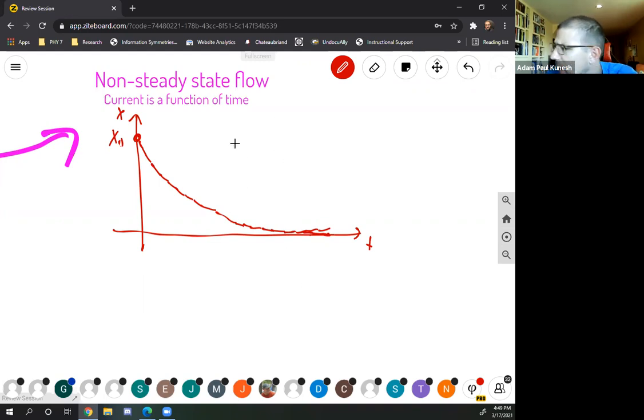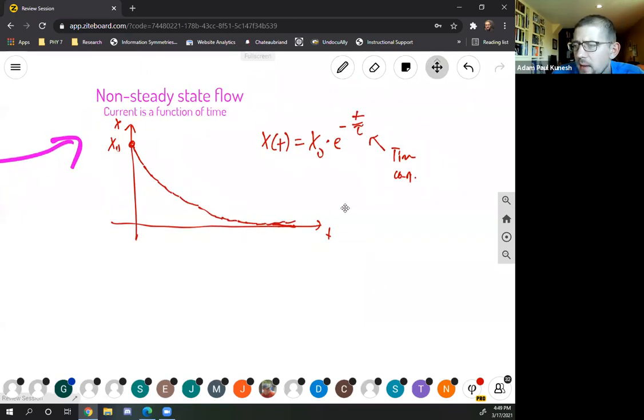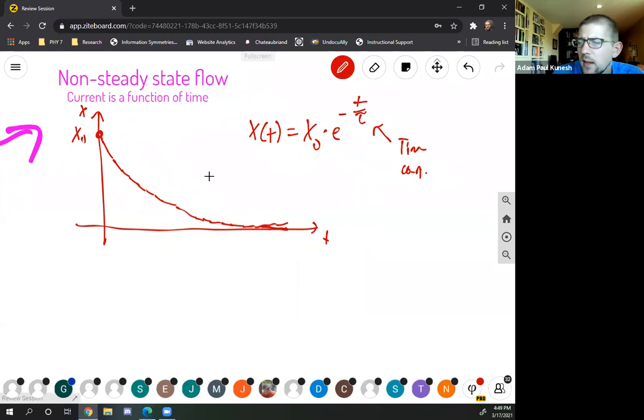But the typical exponential decay looks something like x as a function of time is x naught times exponential of negative t over tau, where tau is what we call the time constant. The time constant is basically how long it takes for, what is it, 77%, something like this? Some percentage to decay, for us to lose that amount.